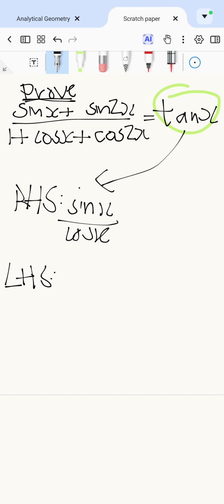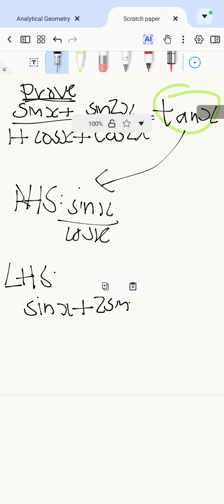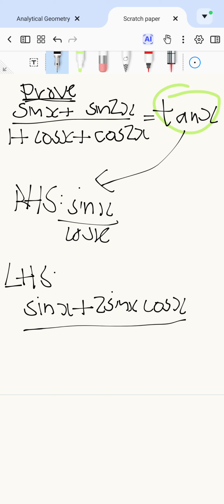And in the numerator, there's a sine double angle. We only have one option for that, so that one is going to be easy. I'm going to say sine x plus the sine double angle, which is 2 sine x cos x. And then 1 plus cos x. So let's leave that as is for a second.